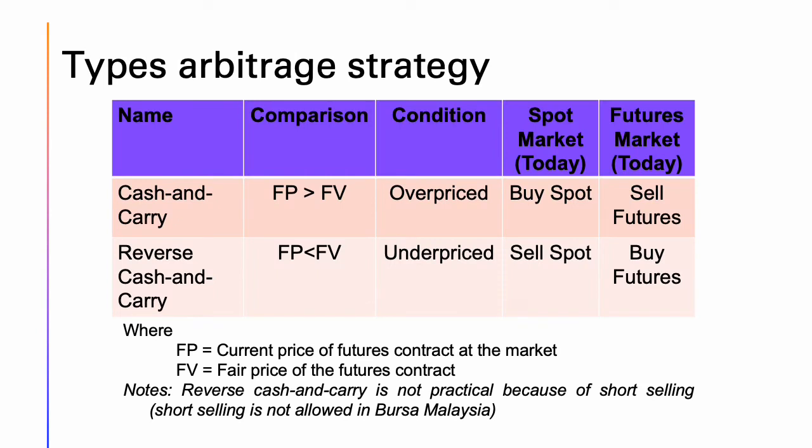Now we look at the types of arbitrage strategy. For FKLI, we have two types of arbitrage strategy. The first one is the cash and carry strategy. The other one is the reverse cash and carry strategy.